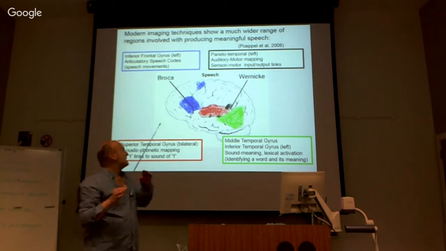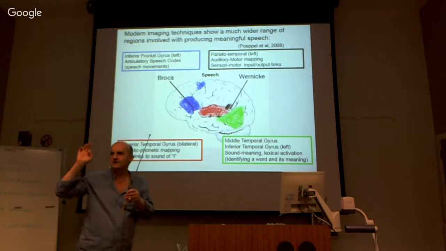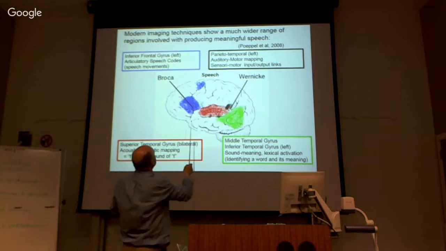So that's the sound that's coming through the air being mapped on to a particular phoneme. Oh, I can hear that sound. That's a th sound. So being able to decode the sound into the phoneme is a very important part of hearing language, but also an important part of speaking language.